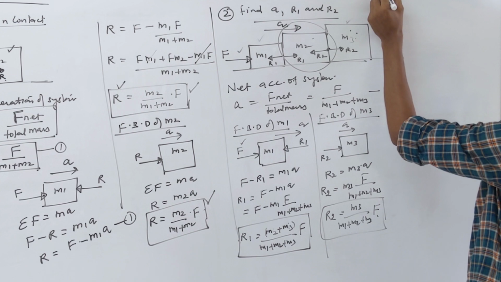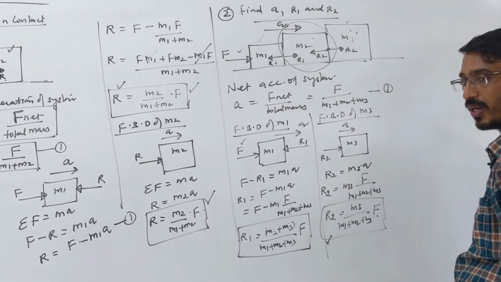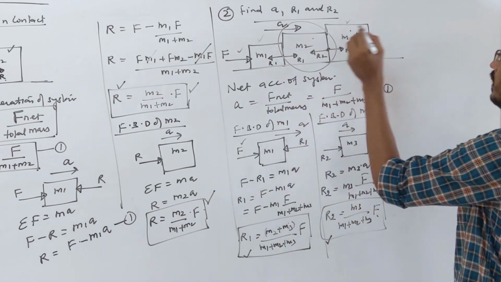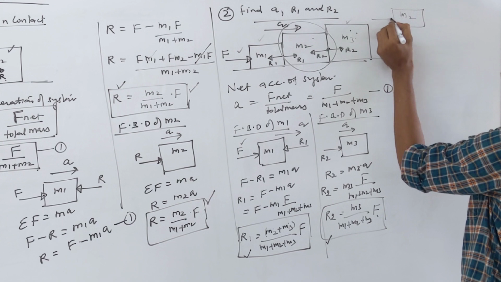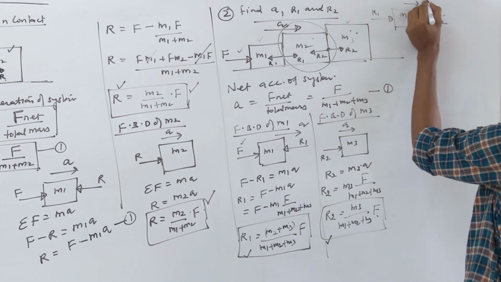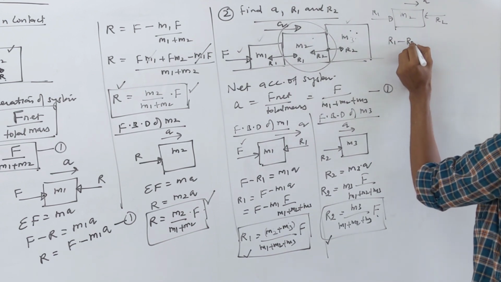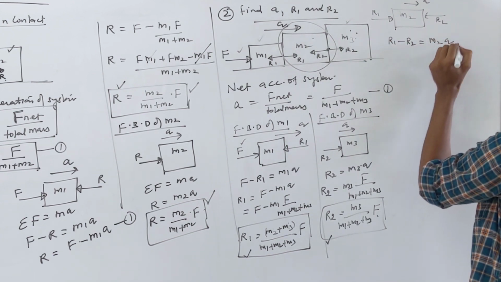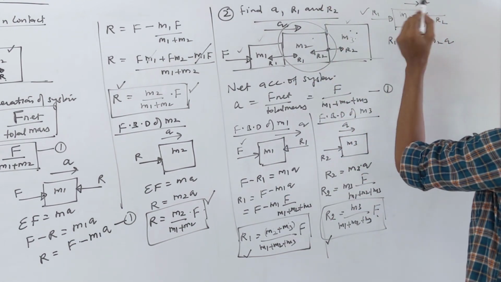Suppose you write FBD of M2 mass, then you should get the same answer. R2 we have to find, R1 already we have found. This is your M2 body, and here the reaction is R1, here the reaction is R2, and acceleration A. So net force is equal to MA. So R1 minus R2 is equal to M2 into A. The body is moving in that direction, so this force is big. This minus that is equal to MA.